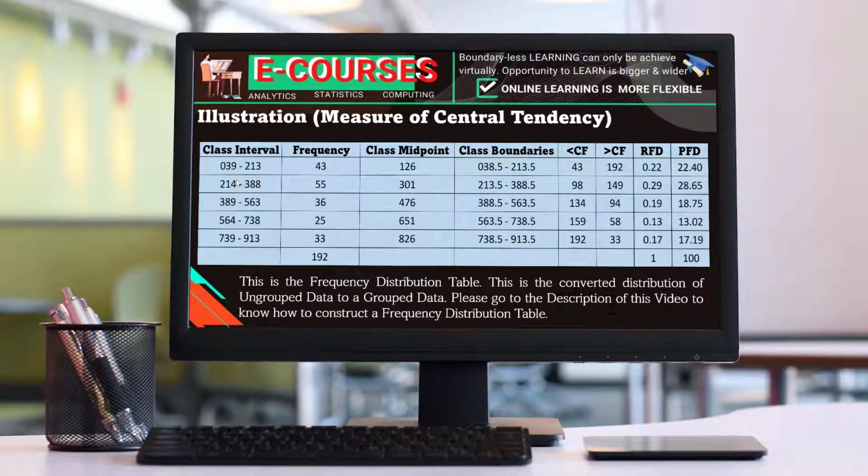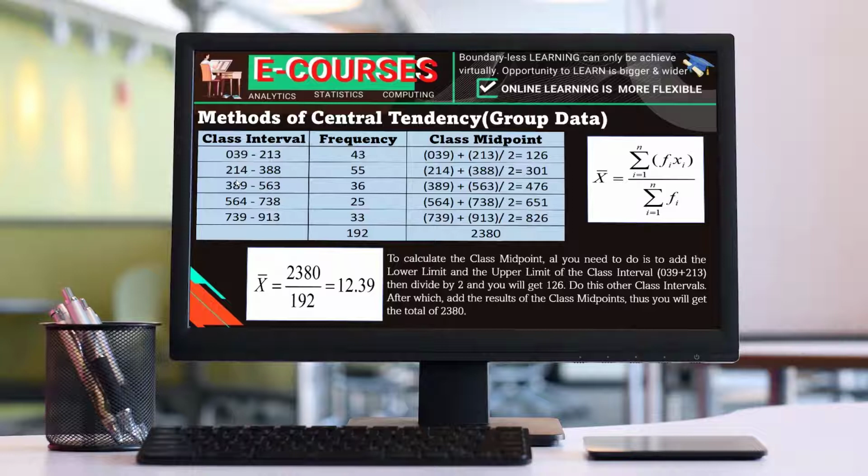This is the data that we're going to use. Okay, so this is a snapshot of the frequency distribution table. This is not actually a snapshot, but this is the actual frequency distribution table. Okay, so this is the converted distribution of the ungrouped data to a grouped data. Okay, so please go to the description of this video to know how to construct a frequency distribution table. Alright, so let's calculate the mean or the average.